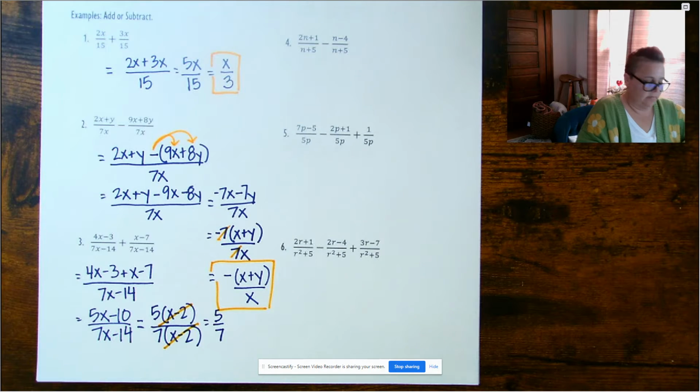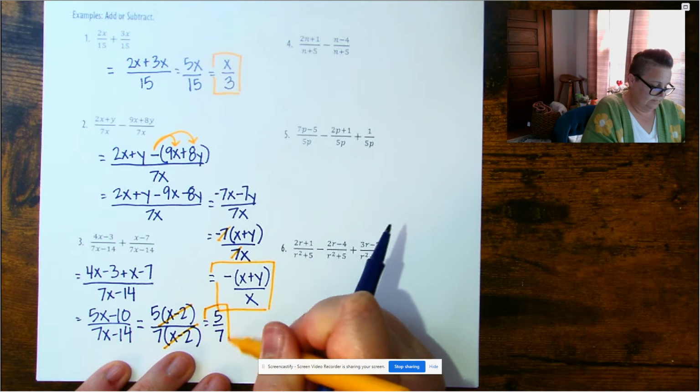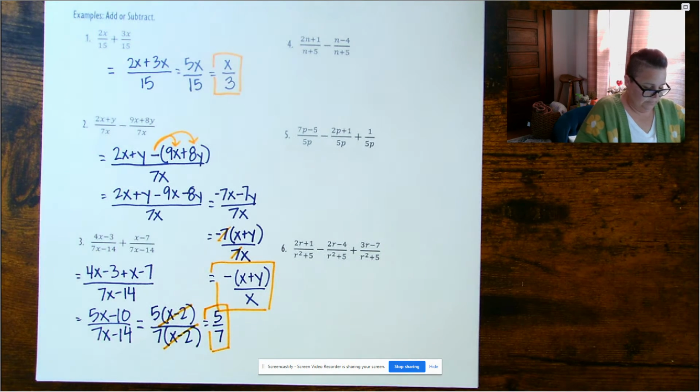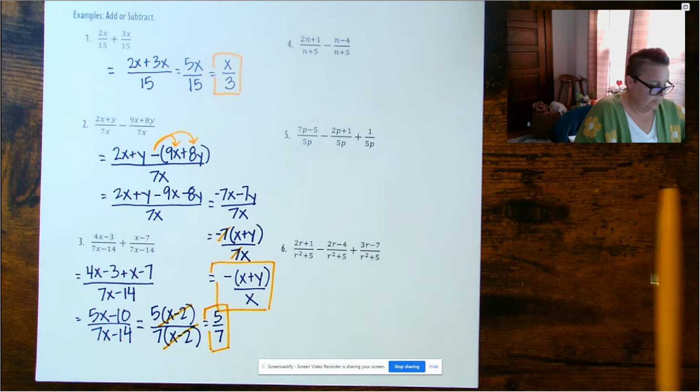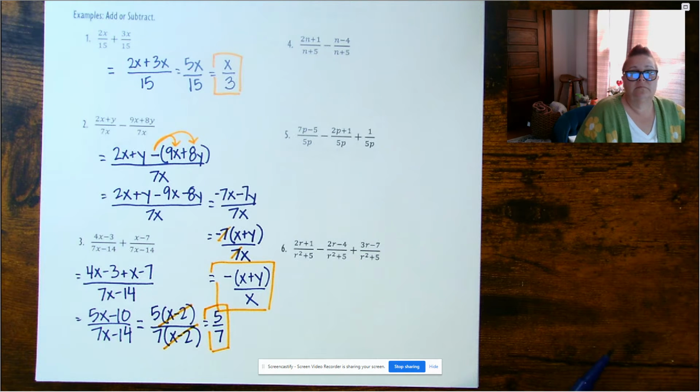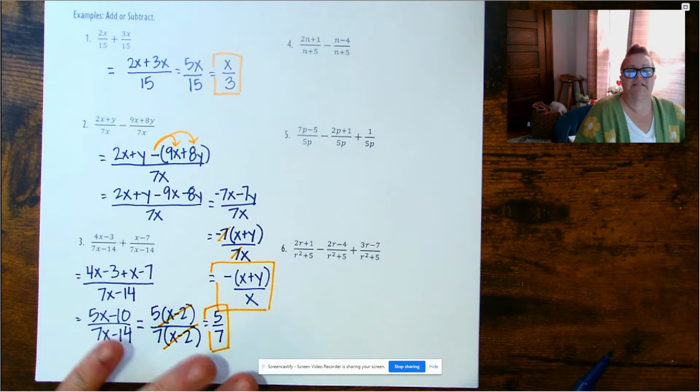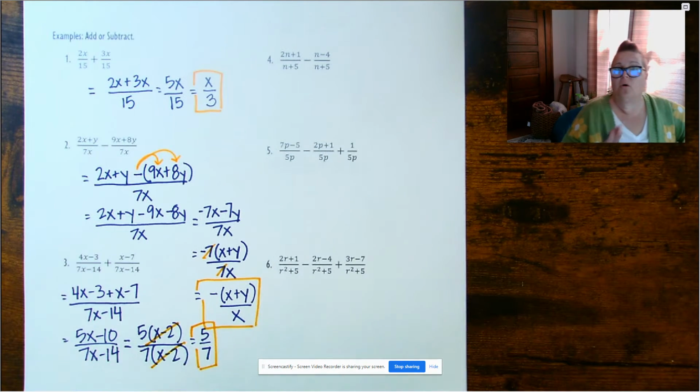And I'm left with 5 over 7. Okay. Perfect. I'm feeling a bit more confident. Can we try number 4? Oh, it's subtraction. Okay, no, I'm not going to panic.